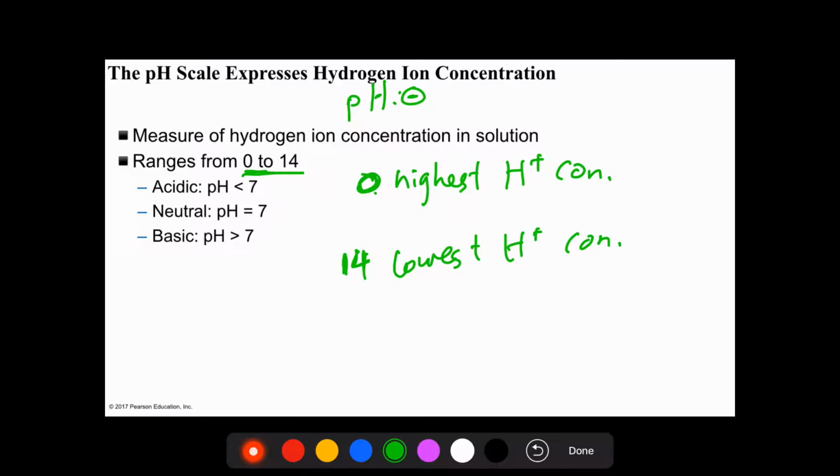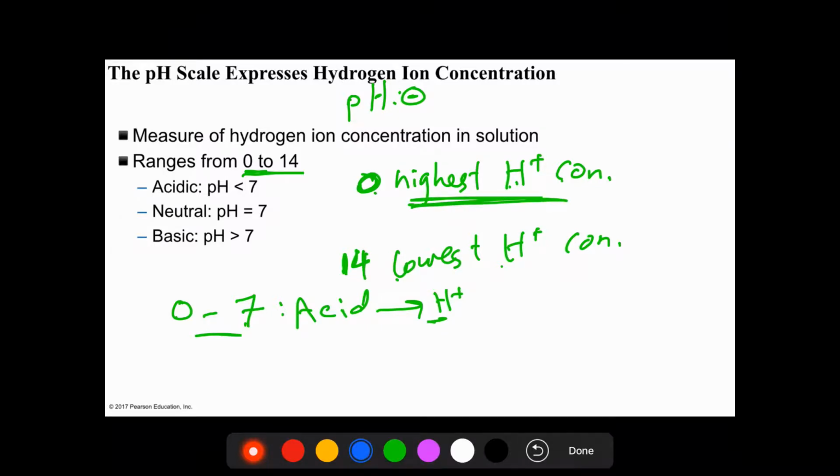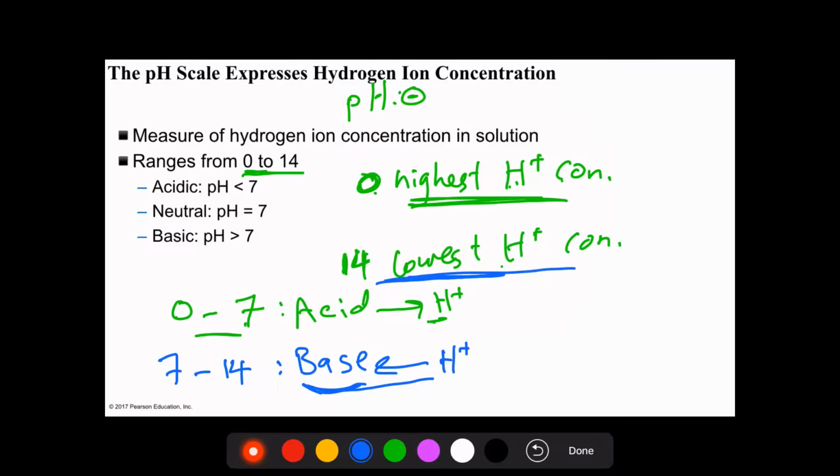So 0 means highest hydrogen ion concentrations, whereas 14 means lowest hydrogen ion concentrations. So between 0 and 7, that is acid. Remember, because acid will give more hydrogen ions, right? So between 0 and 7, we have more hydrogen ions in solution, whereas between 7 and 14, it's more of a base solution. We have less hydrogen ions because the base is going to absorb these hydrogen ions. So around 14, it will be the lowest hydrogen ion concentration. And 7 is neutral.